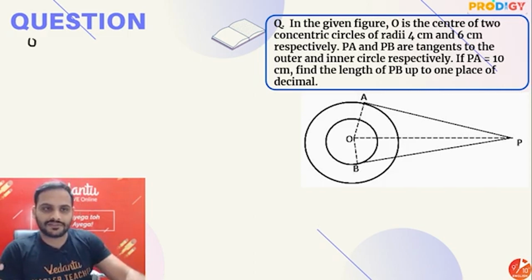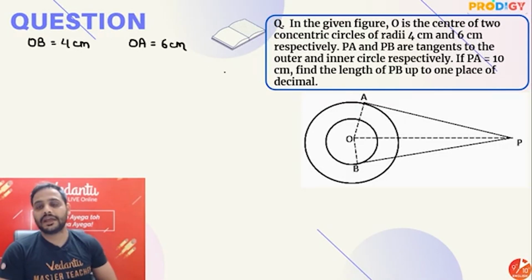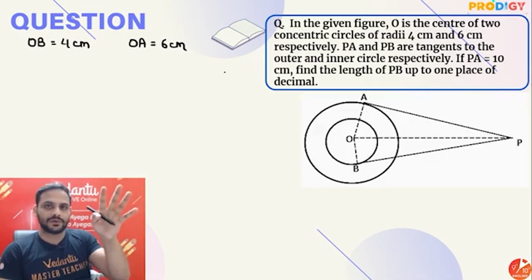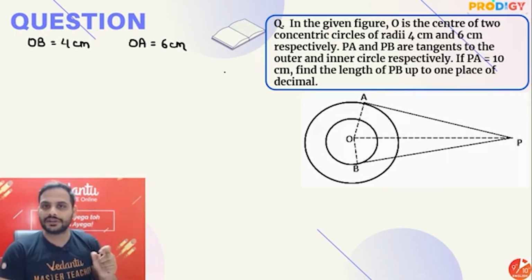So obviously guys, the smaller circle will have smaller radius. So OB is 4 centimeter and OA is 6 centimeter. PA and PB are tangents to the outer and inner circle respectively. PA is the tangent to the outer circle. PB is the tangent to the inner circle.